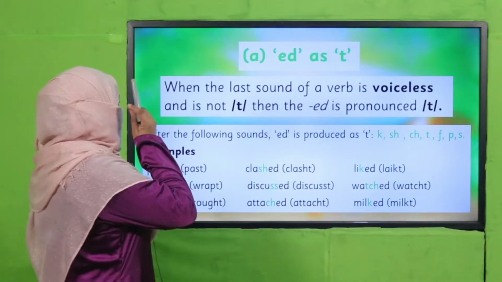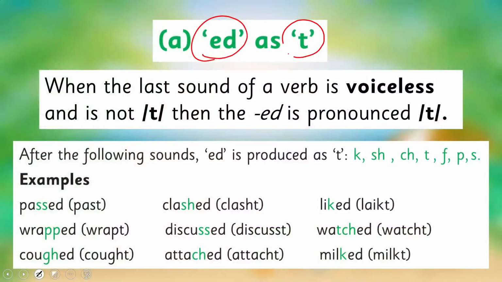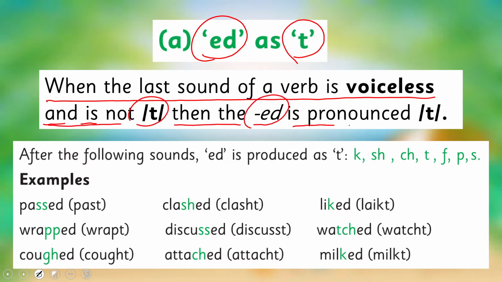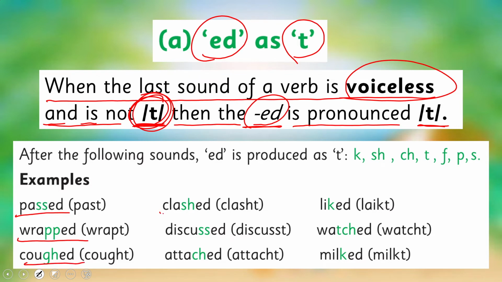All right. So what is written in your book? ED as T. When the last sound of a verb is voiceless and is not T, then ED is pronounced as T. So there are two conditions which are mentioned. One, it's voiceless, and two, it's not T. So this is also the exemption. We'll pronounce this ED as T. The examples are passed, wrapped, coughed, clashed, discussed, attached, liked, watched, milked. Right? So you have to say likewise. The way I taught you, teacher, if you want your students to practice side by side, you may pause the video and make the students practice this type of sound right away. Okay?